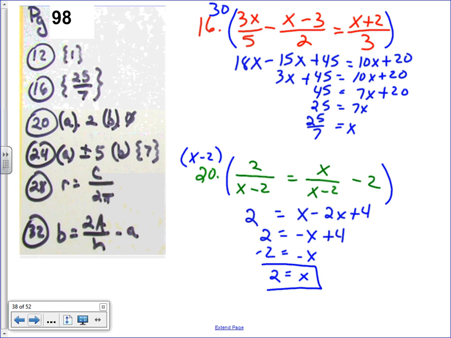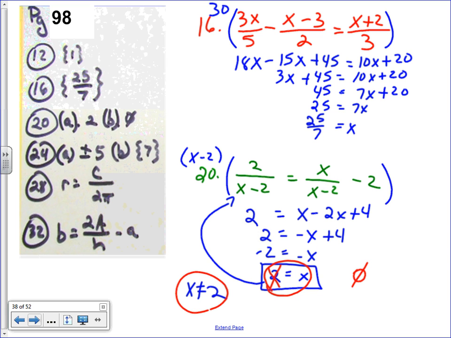There's our solution, but we need to look at our denominator and see what our excluded value should be. And if I look at that denominator, x minus 2, the value that x cannot be is a 2. Uh-oh. We've got a problem. It can't be 2, but it is 2. What does that mean? That means we have to toss this one out, and my solution set is empty.